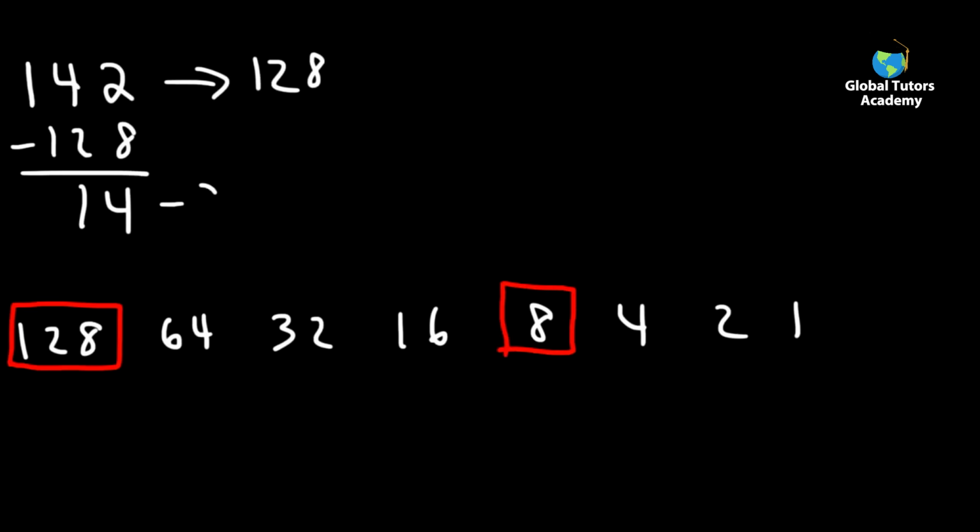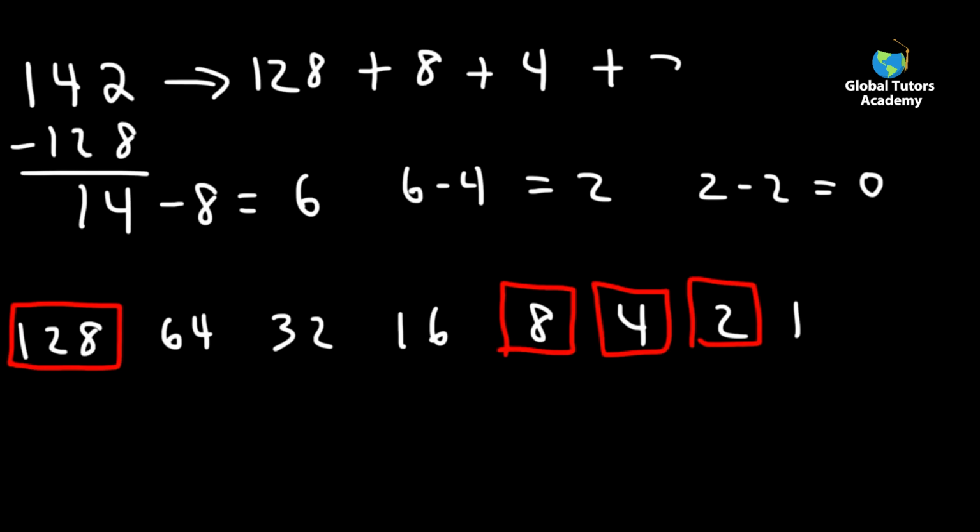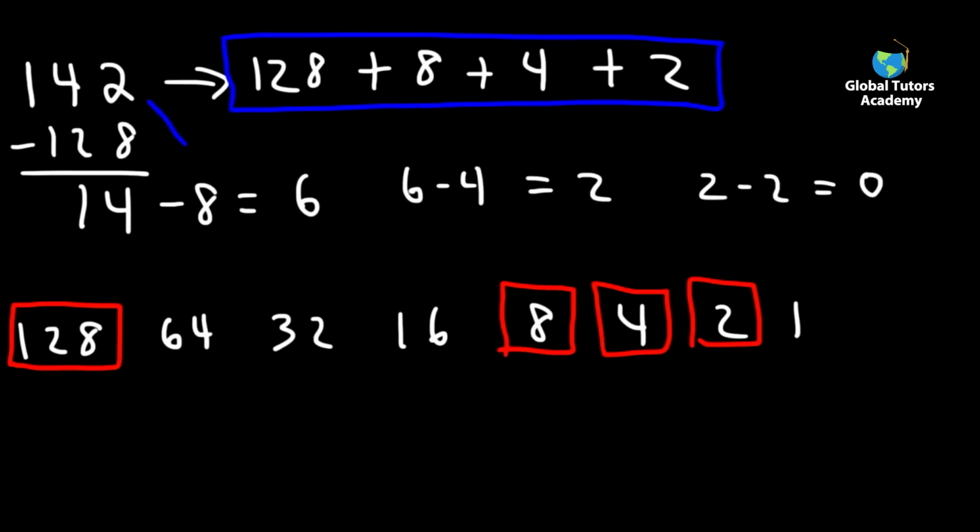Let's put the 8 here first. Now the next highest number just under 6 is 4. If we subtract 6 by 4, that will give us 2, so let's put the 4 here. And then 2 minus 2 will give us 0. So we can stop at the 2. Now you can check it: if you type in 128 plus 8 plus 4 plus 2, that will give us 142. Always make sure that these numbers add up to this number.